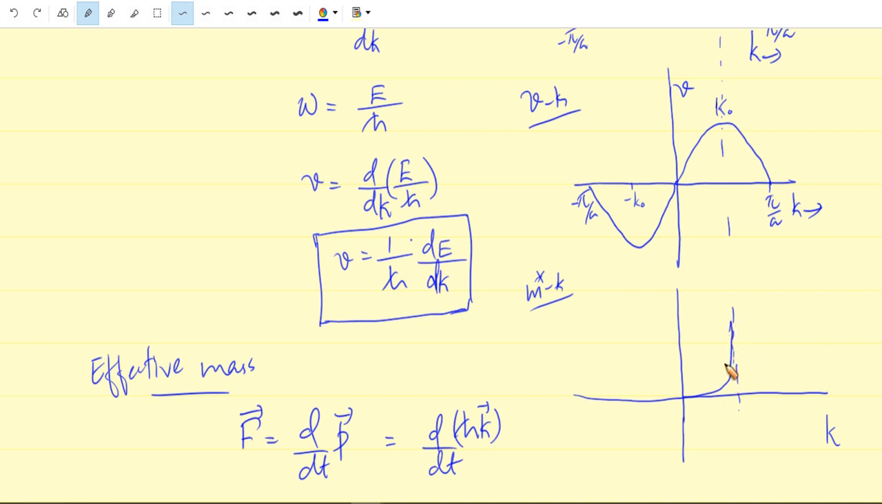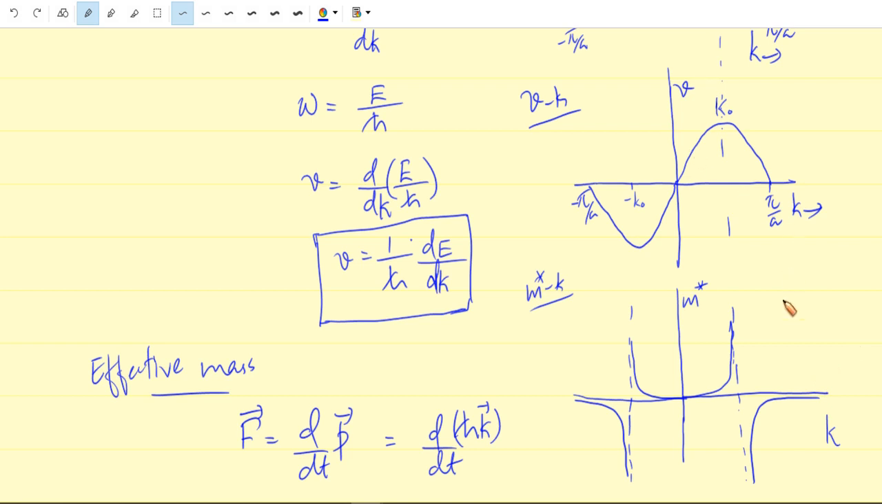So here infinity, and here also, at k0 and minus k0. And here the slope is negative, so the effective mass will become negative, and this is the kind of graph we are getting on this side. So this is the graph for effective mass against k.